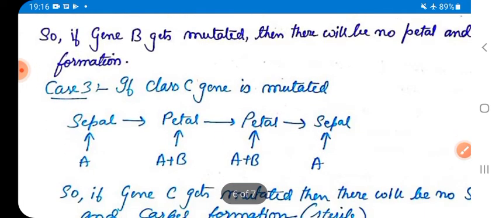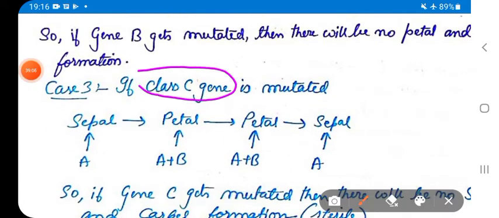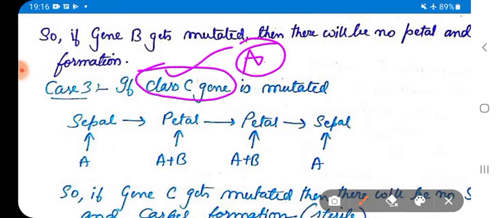Third case, if class C gene is mutated, then what will happen? Well, in that place class A gene will take place. So one thing is clear, carpel will not develop, male flower will not occur. Not only the carpel, but also the stamen will not develop, because class B gene interacts with class C to form the stamen. So stamen as well as carpel will not develop. A permanently sterilized flower will occur. Only for show the flower forms here.